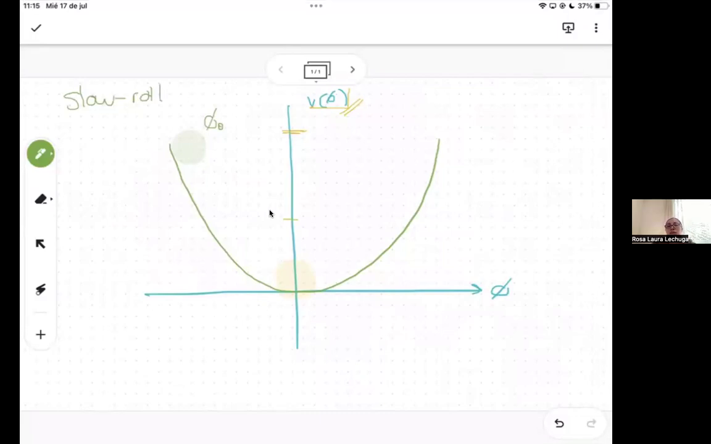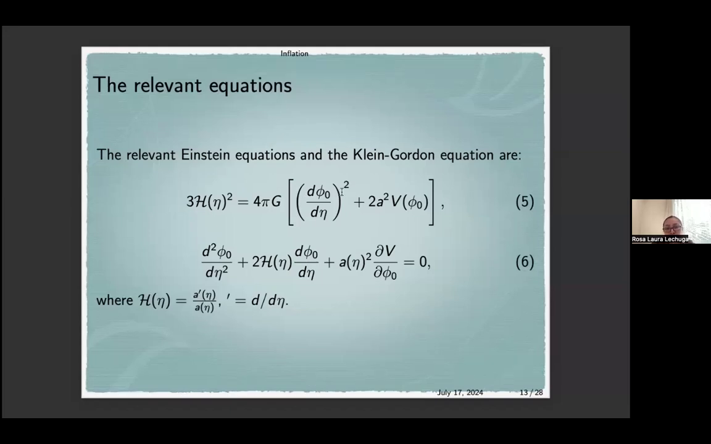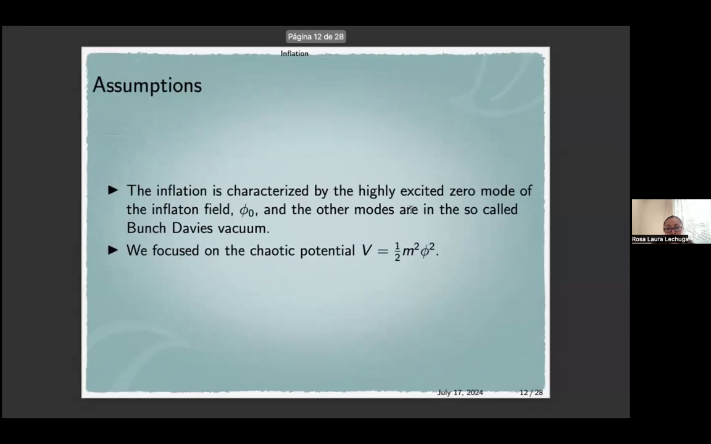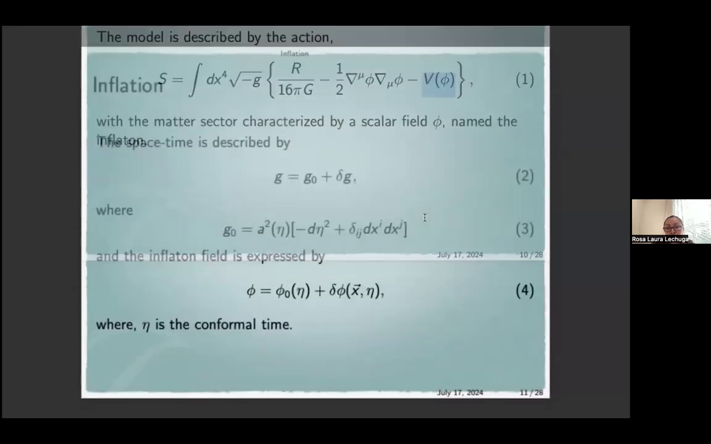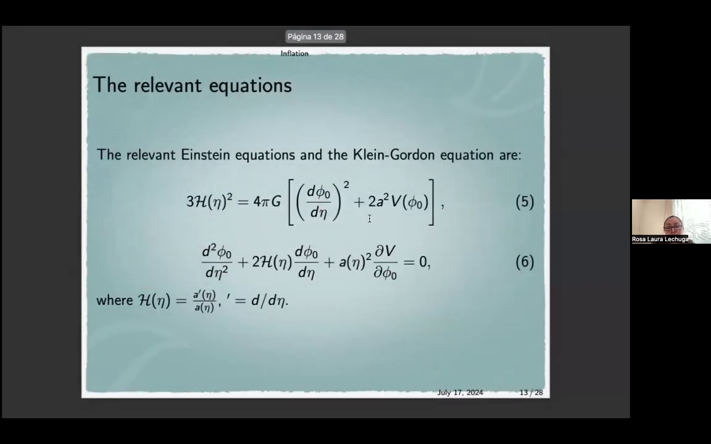And we're going to use the Einstein equation and the Klein-Gordon equation. And we add assumptions on the equations. Let me show you. The equations are those equations, but as I mentioned, this factor contributes as an effective cosmological constant. And this cosmological constant, when the inflation started, this term is bigger compared with the kinetic term.